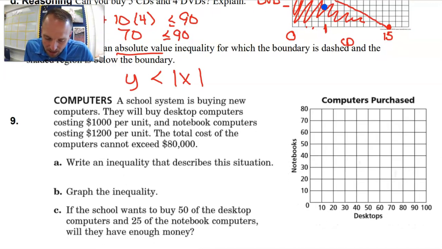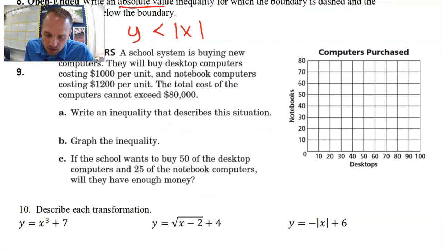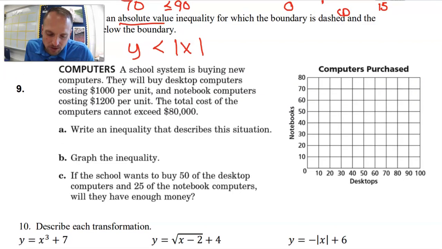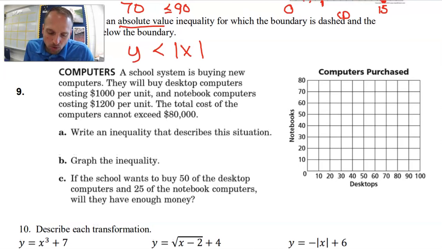All right, number 9. A school system is buying new computers. They will buy desktop computers for $1,000 per unit and notebook computers costing $1,200 per unit. The total cost of computers cannot exceed $80,000. Write an inequality that describes the situation. Okay, so let's say that desktop is D and notebook is N.